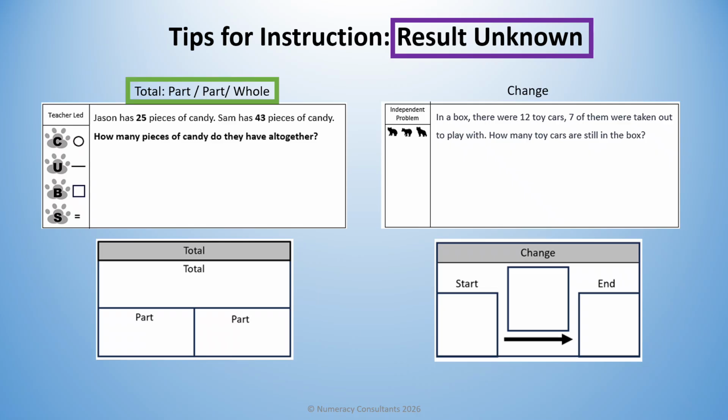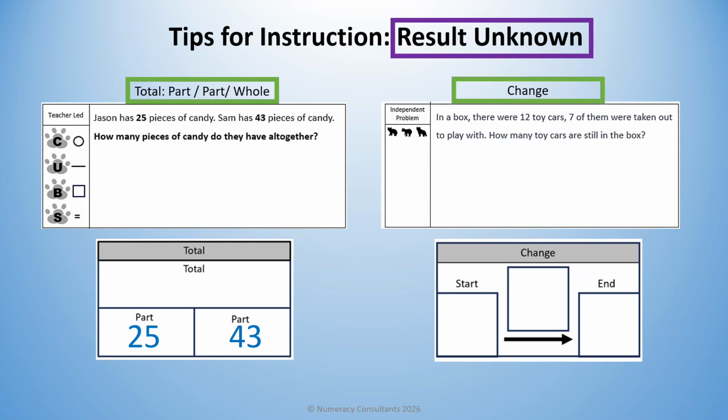Okay, let's go through total part-whole. It says Jason has 25 pieces of candy, Sam has 43 pieces of candy. How many pieces of candy do they have altogether? If you take a look, it's just two quantities existing at the same time together. There's no action happening. We want to combine them. So you would just fill in the parts, and then talk about, well, we want to find them all together. What do we need to do? And you can work your way that way.